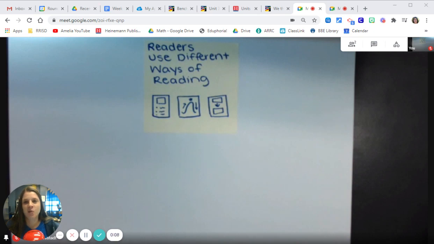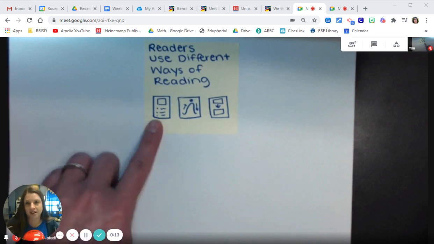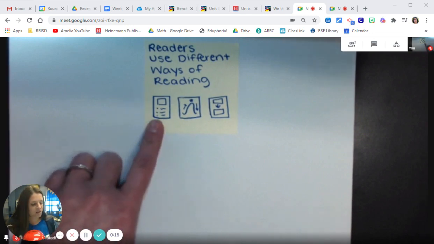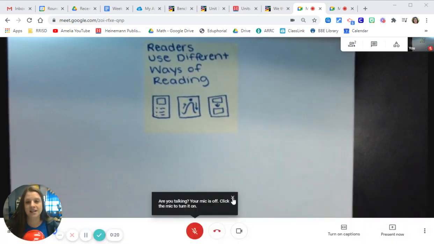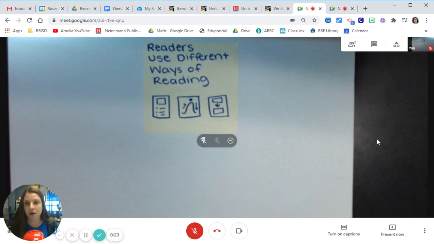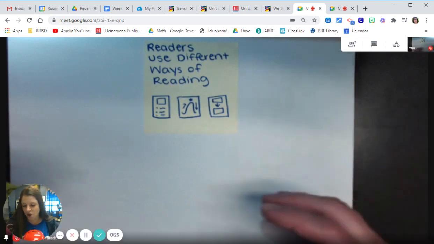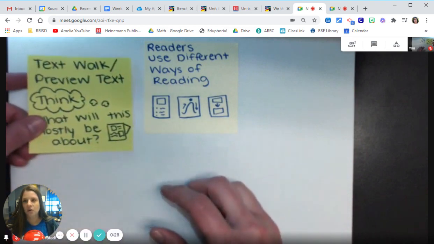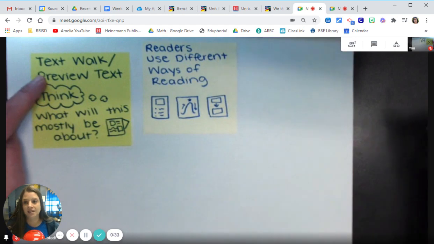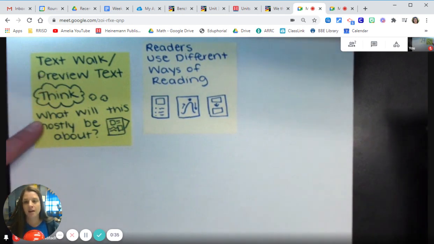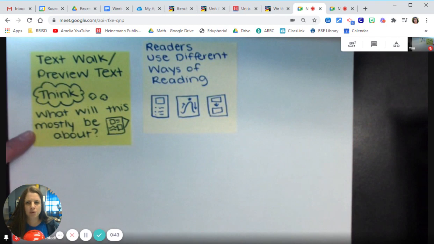Readers, today we're going to be working on ways that readers use different ways of reading. So anytime we get to any type of text, especially informational or expository texts that teach us, we always want to start with a text walk, or a way to preview the text and get a feel for what the text is going to mostly be about. So as you're going through, looking at the pictures and the captions and other text features, you want to think to yourself, what will this mostly be about?